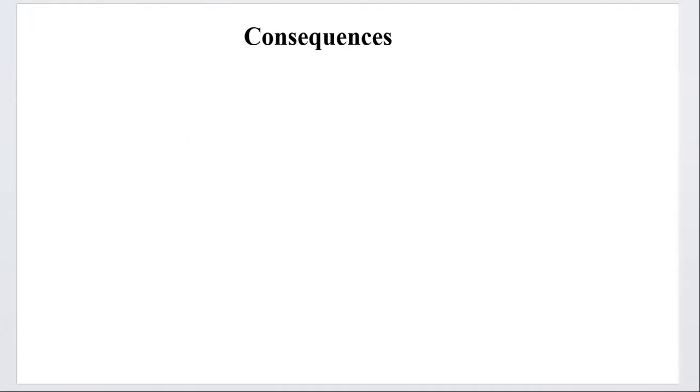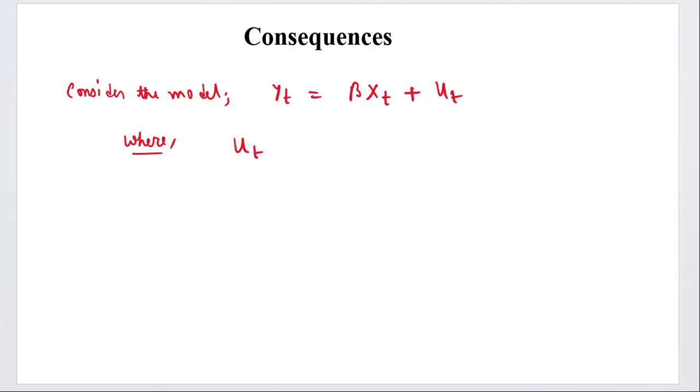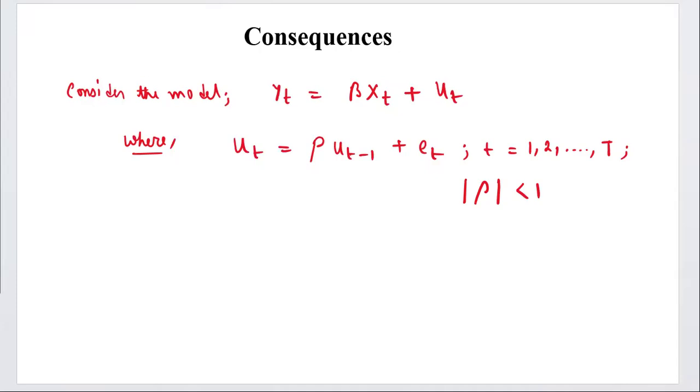Consequence of autocorrelation. Let us consider our model in this particular form. Suppose yt equals beta xt plus some error term, say u. I haven't included the intercept term in the model, but even if you include it, the results will be the same. You can consider it as your homework: include the intercept term and derive the same thing that I am deriving in this video, right? Now, ut has a particular form: ut equals rho ut minus 1 plus et, where t goes from 1 up to capital T, and the mod value of rho is less than 1, right? So this is the general structure of our model.